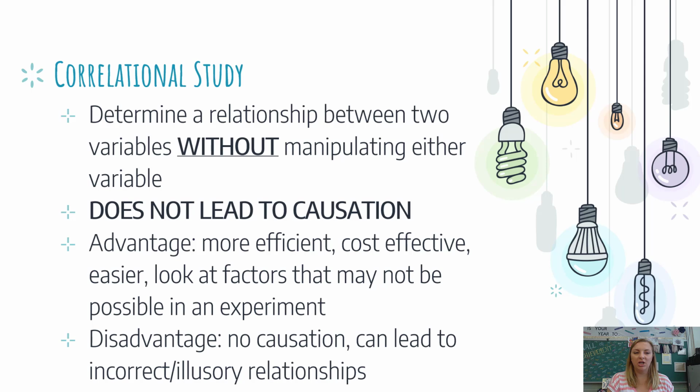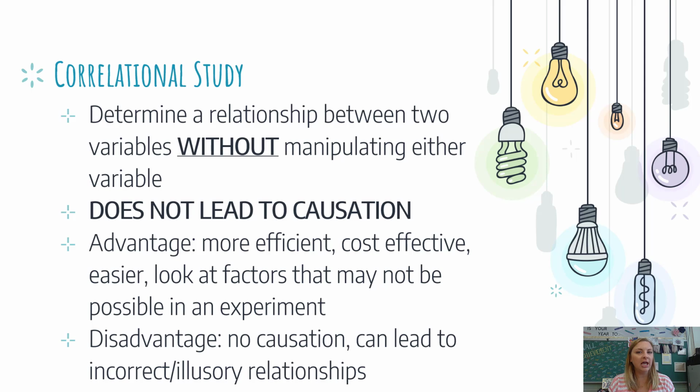The next type of study we're going to talk about is a correlational study. Correlational studies often get mixed up with experiments, and it's very important to know the difference. First and foremost, correlational studies have the root word of relation inside of it. Correlational studies determine a relationship between two variables without manipulating either one of those variables. Okay, so correlational studies do not have an independent variable. We are not changing anything.